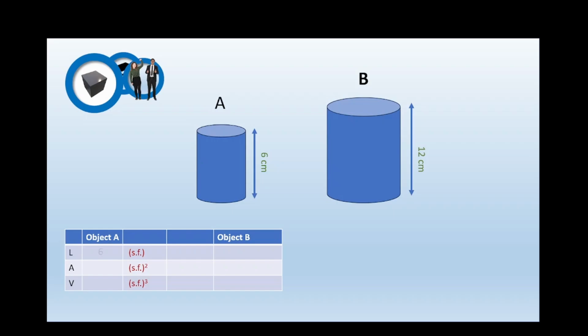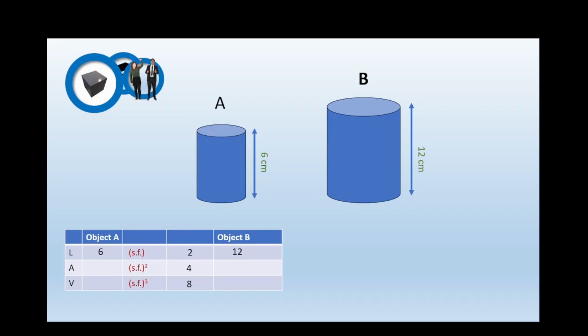All I'm going to do now is put that information into my table. There's the length that I'm interested in for object A, and there's the length for object B. How do I get from 6 to 12? Well, I'm going to multiply by 2. That's the scale factor. Remember I said in the previous slide that everything is linked together. Without any hesitation now, I'm going to square that scale factor and cube that scale factor.